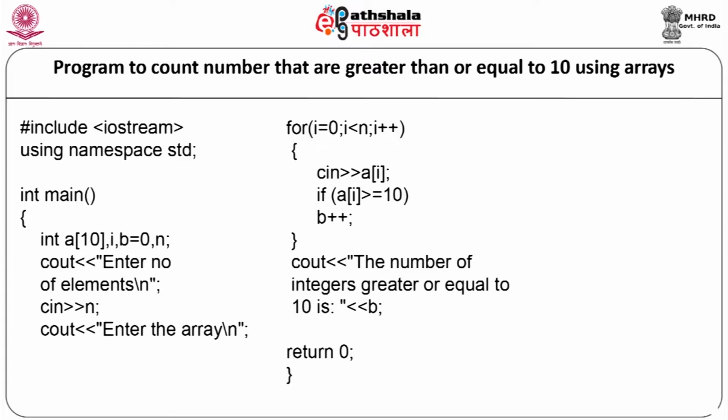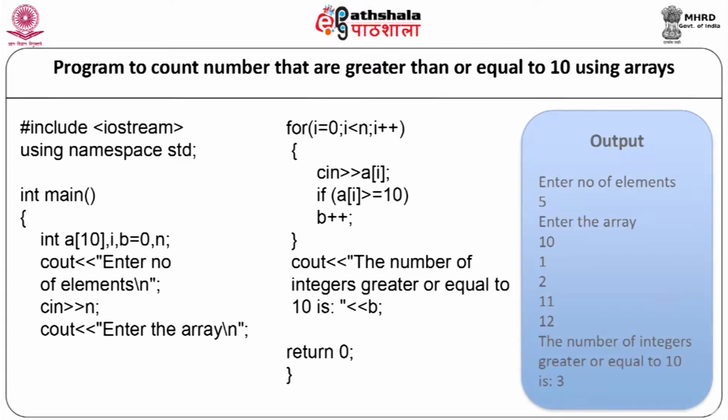Now, when the above code is compiled and executed, it will produce the result as: first it will ask enter the number of elements. Suppose the user input is 5. The second message that will be displayed is enter the array. Suppose the values entered by the user are 10, 1, 2, 11 and 12. Then the result will be displayed as the number of integers greater than or equal to 10 is 3.